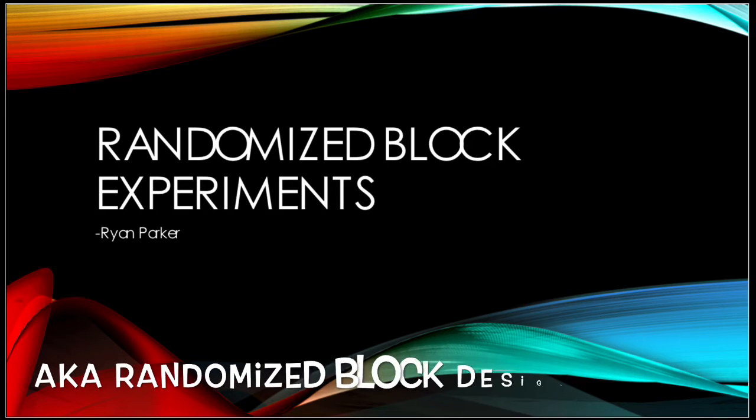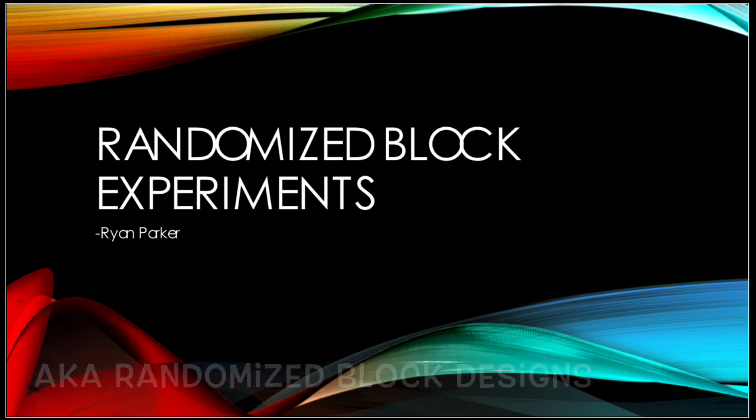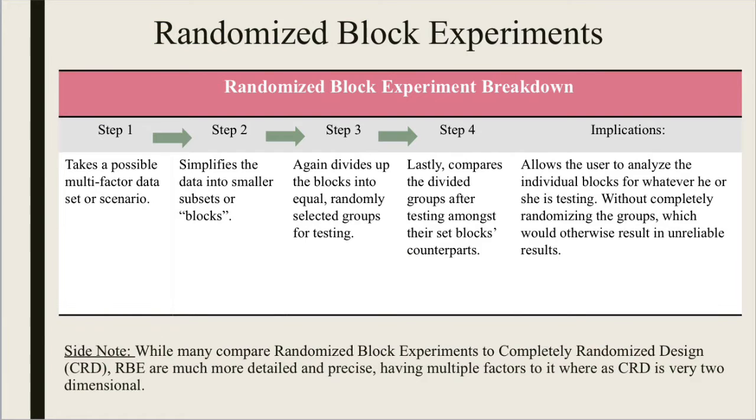Otherwise referred to as randomized block designs, randomized block experiments can be used to collect specific data on a specimen that might otherwise have several variables. Initially, we can take a multi-factor data set or scenario that seems to be difficult to analyze and break it down further. We do this by blocking the data set into small subsets based on factors such as age, race, processing speed, color, all depending on what you are analyzing.